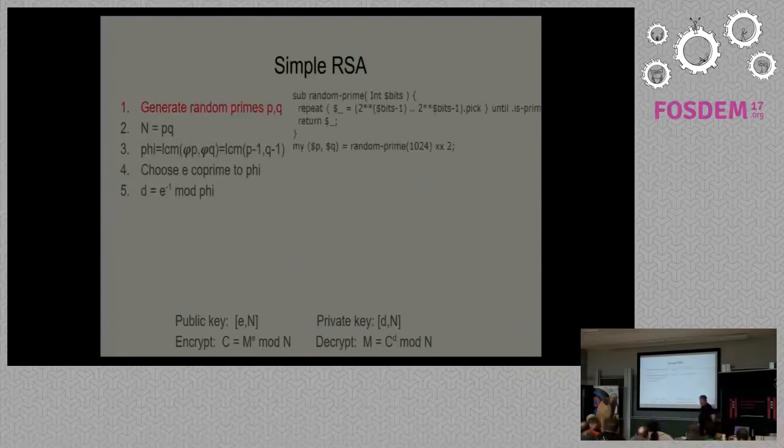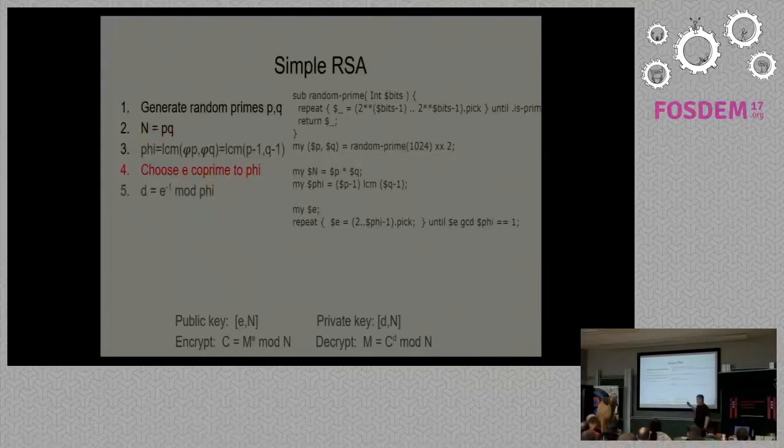Let me go through the Perl 6 code for this. Generate random primes. It's really, really simple, except my is-prime ran off the screen there. So we have a number of bits. We just keep taking random numbers until it's prime. And there we go. Now we can fill up P and Q very easily. These are very simple. Oh wait, but Perl 6 has LCM built in, the least common multiple.